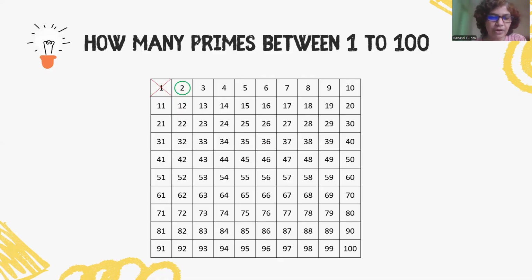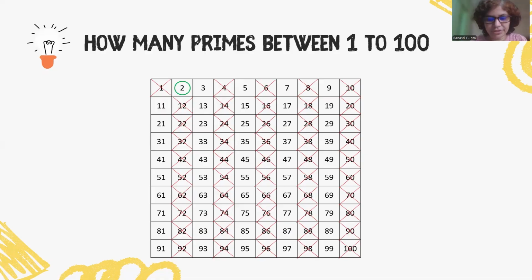Now that we have found the first prime number, we will cross out all its multiples. Because 2 is a factor of all these numbers, those numbers are not prime, because other than 1 and itself, they have 2 as another factor. So we will cross out all the multiples of 2 till 100.